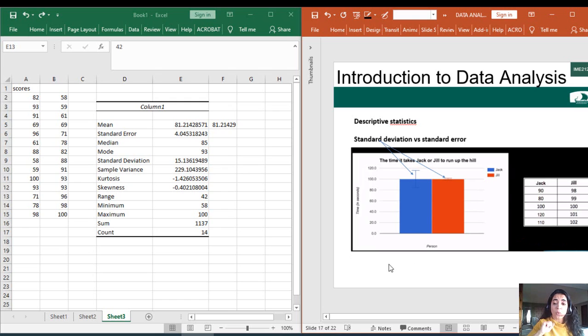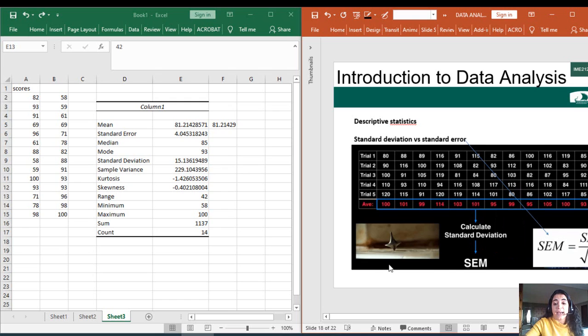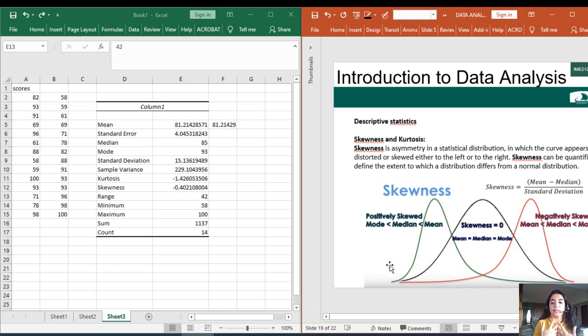Now, what about the skewness and kurtosis? In fact, guys, the skewness is the measure of how far I am from the normal distribution. So if I am very close to the normal distribution, my skewness will be very close to 0. If I am skewed to the left, my skewness will be positive. If I am skewed to the right, like this case here, my skewness will be negative.